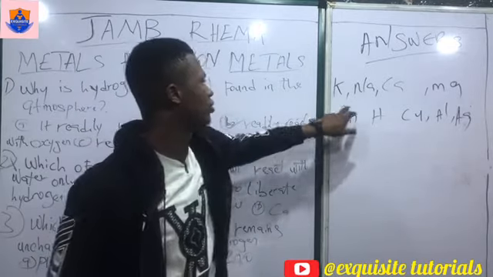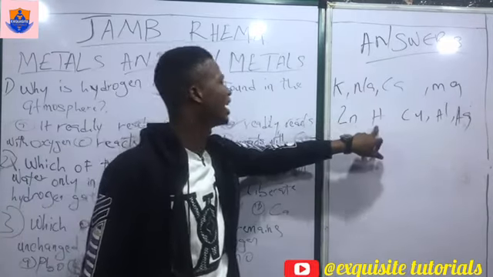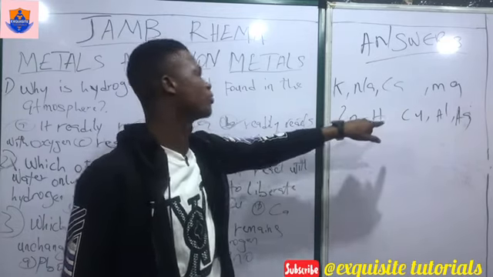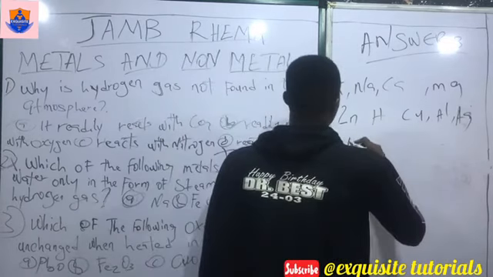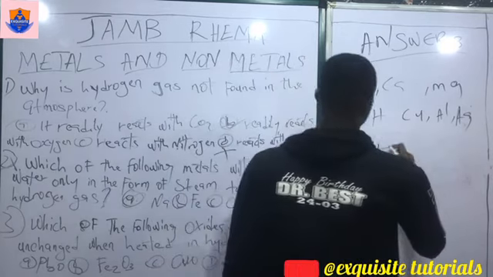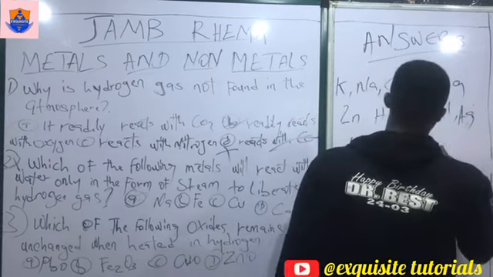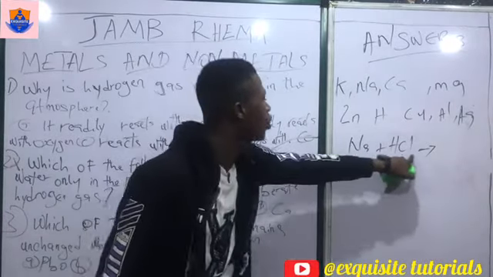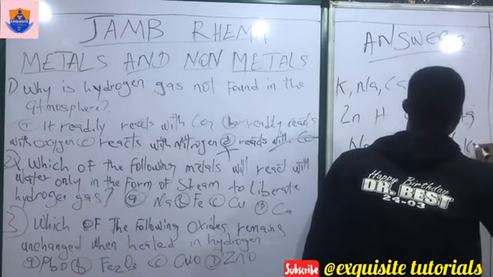In a chemical reaction, all these elements ahead of hydrogen are going to displace hydrogen from its compound. Now, let's say, for example, we have sodium reacting with HCl. This sodium is going to displace hydrogen from this compound, hydrogen chloride, to give sodium chloride.